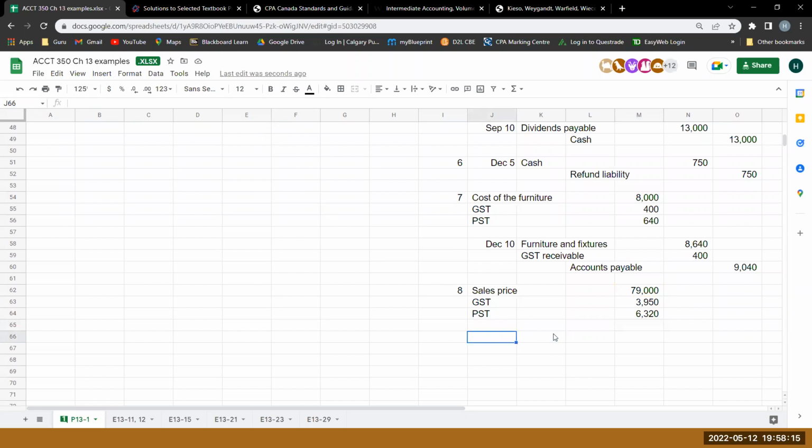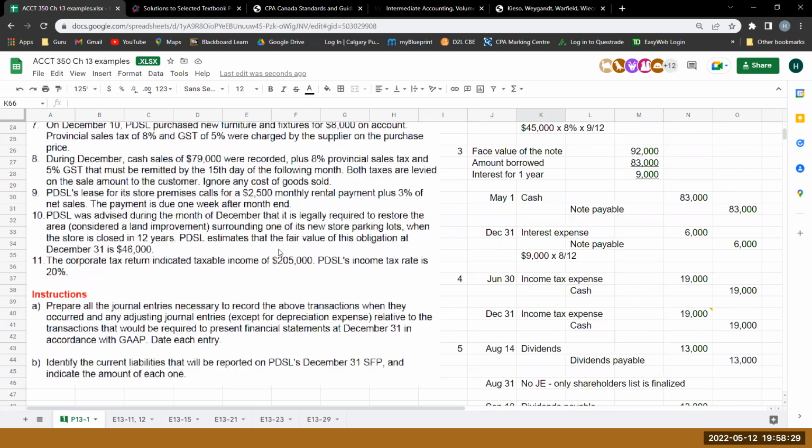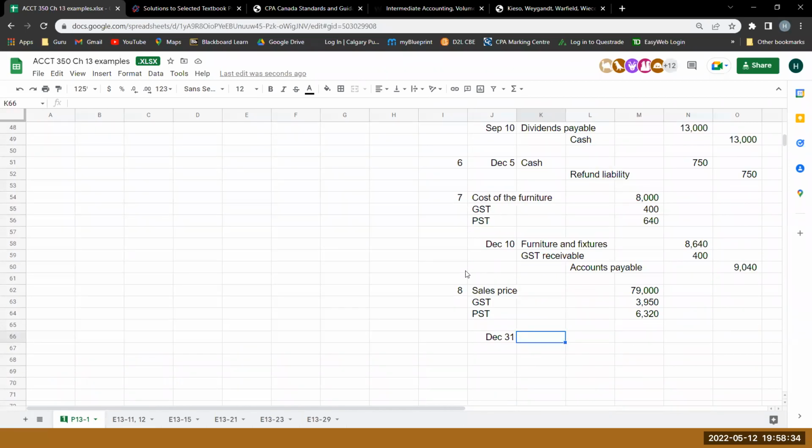Now, how do we record it? These are numbers for the month of December, so I say December 31st is when we're going to record this sale. This was all done on cash. There's no indication otherwise, clearly cash sales. So debit cash. And we collected 79,000 plus the GST plus the PST. Okay, so we collected a total of 89,270 from our customers.